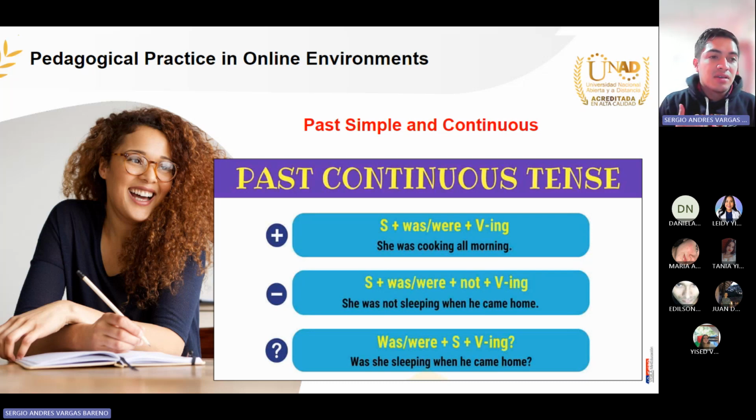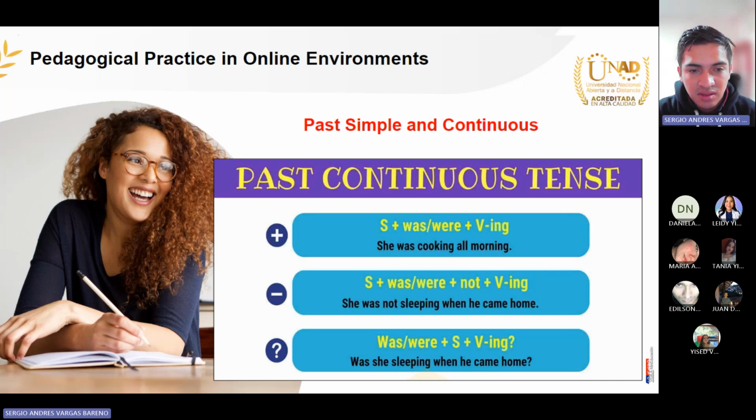In the case of I it is was, you were, third persons was, and we and they were, right? In this case, we have an example with she. So the example is: she was cooking all morning. Was is the to be verb in past, cooking is the ing verb, the action verb, and all morning is a complement of the sentence.